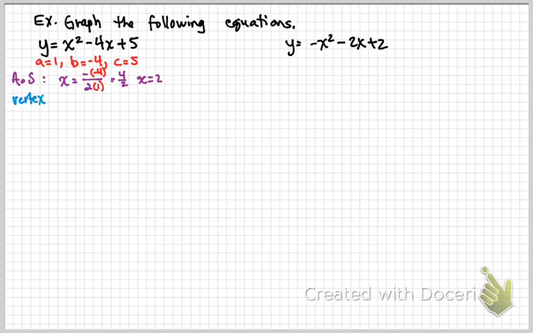So we're going to figure out the y-coordinate. So we get y equals 2 squared minus 4 times 2 plus 5. And that's going to give me 4 minus 8 plus 5 for a whopping 1.